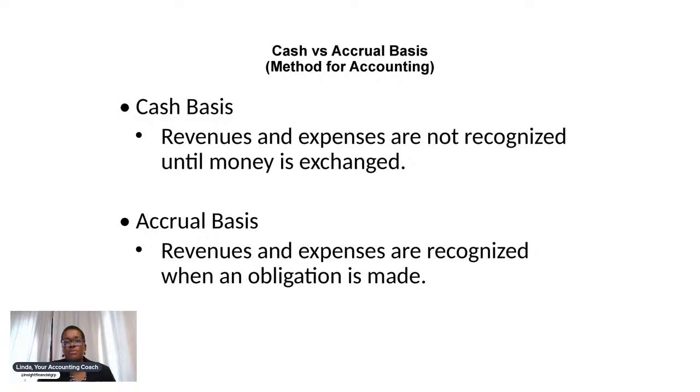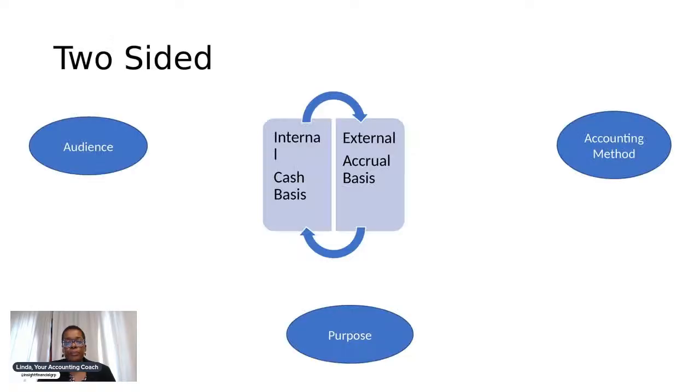So, first of all, cash basis, accrual basis. What is the definition? Cash basis is when revenues and expenses are not recognized on your books until money is exchanged. That means when you receive that money or you actually pay out that money, that's when it's recorded on your books. Accrual basis is when revenue and expenses are recognized. Money has not been exchanged, but they are just recognized on your books. So let's look at an example.